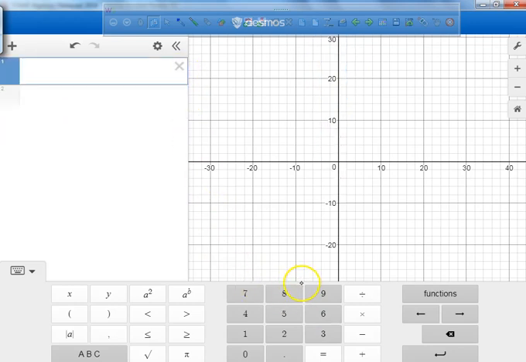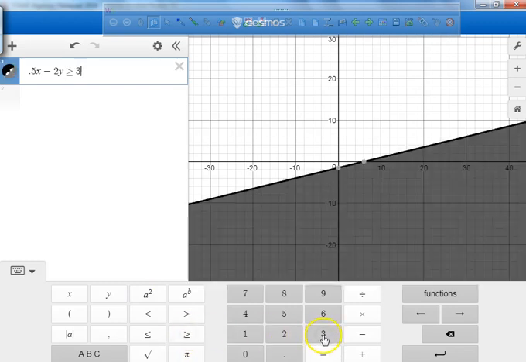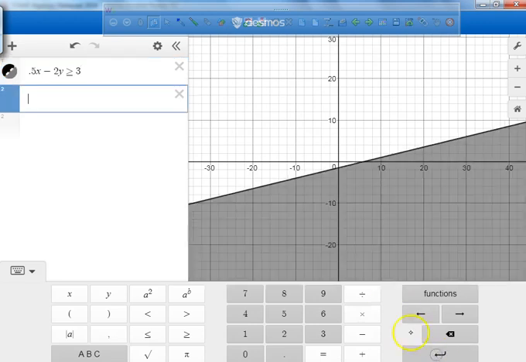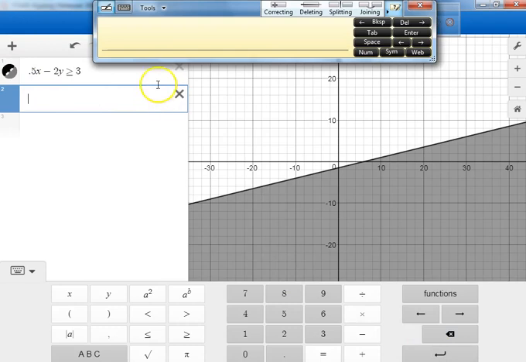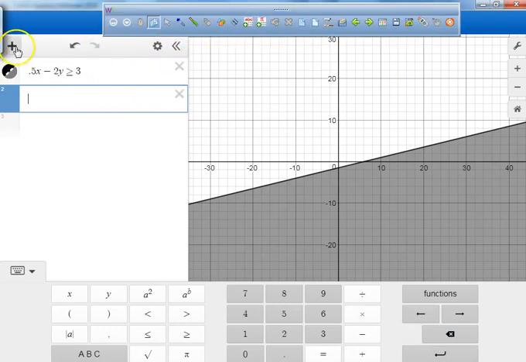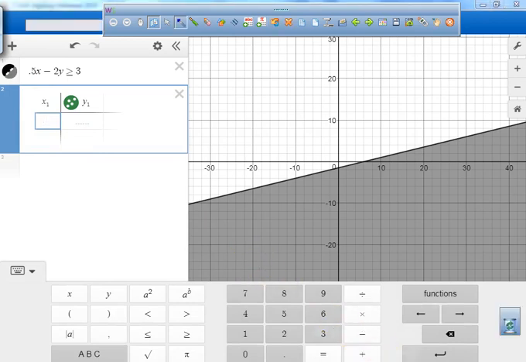It says, hold on, 0.5x, right? Half of an x. Minus, is it minus 2y? No. Minus 2y is greater than or equal to 3? You see that? Yeah. That's what you should get on the screen. Now, listen up. Make a table. So let's look at our order.